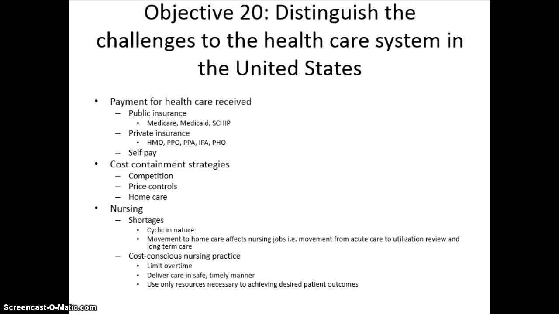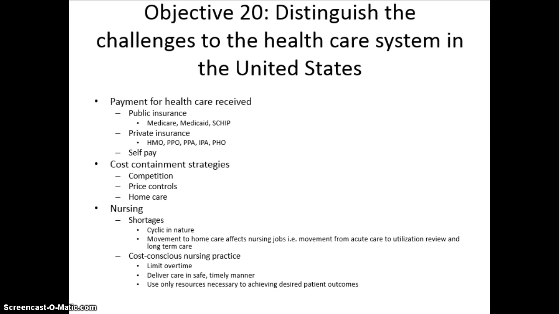Objective 20 says distinguish challenges to the healthcare system in the United States. There are several different challenges to the healthcare system in the United States. One is payment for healthcare received. Payment can be from public insurance like Medicare, Medicaid, S-CHIP, or Hawkeye. It can be from private insurance, either HMOs, PPOs, PPAs, IPAs, or PHOs, or self-paid by the patient, where they don't have any insurance at all.